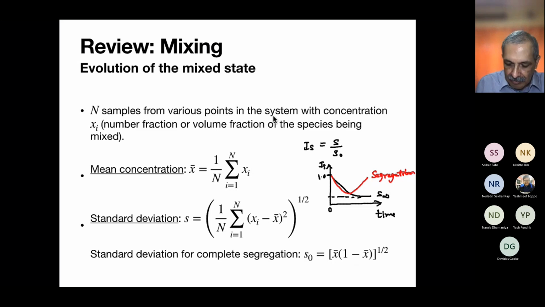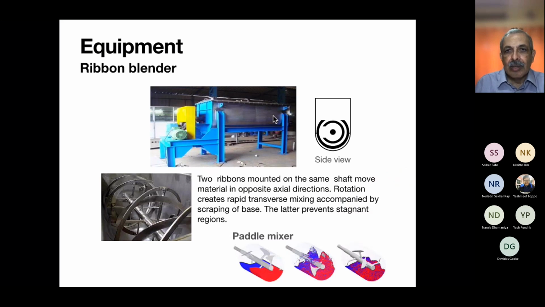Let me next tell you a little bit about the types of mixers. I'll just show you a few mixers which are commonly used. One very commonly used mixer is called a ribbon blender, and this is a photograph of it. You can see that the cross section is like this: the top part is rectangular and the bottom part is cylindrical. Then you have impellers inside which rotate, and the material is put inside and gets mixed.